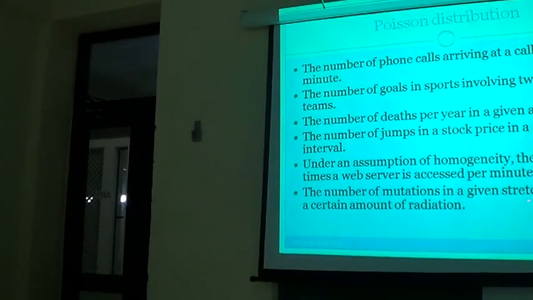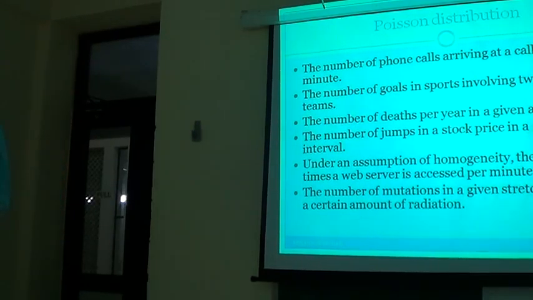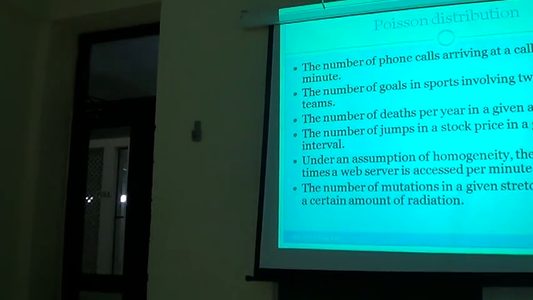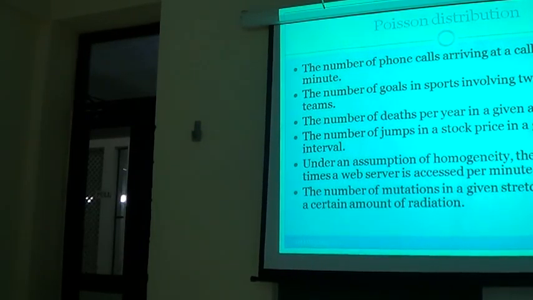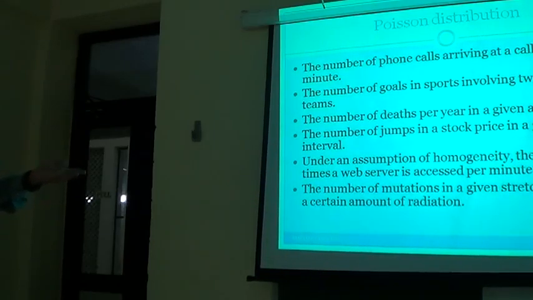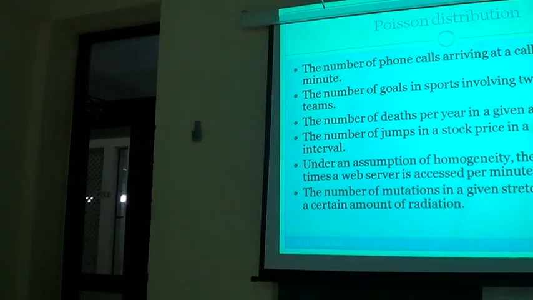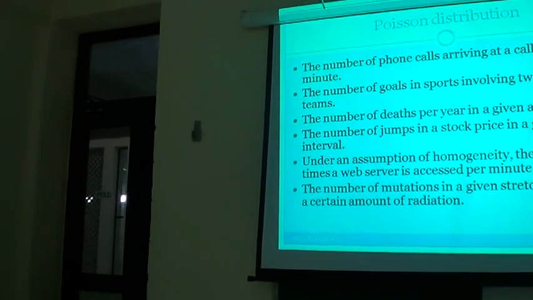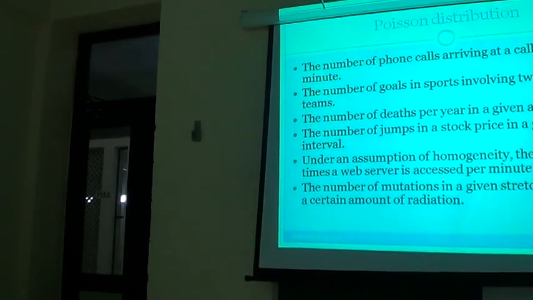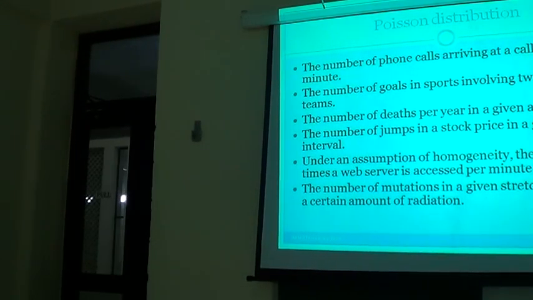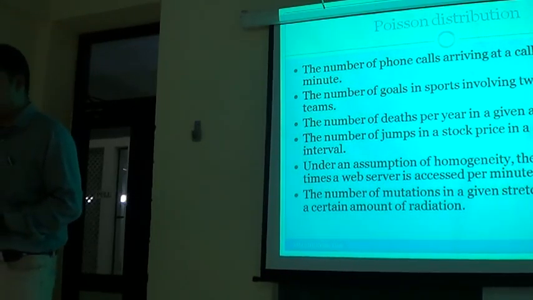Number of mutations in a given stretch of DNA after a certain amount of radiation. I could ask you this question, and if I ask you to calculate the probability, there are many ways: you can calculate the probability the binomial distribution way, or apply the Poisson distribution formula, or you can also apply some really tricky Gaussian formula. But first of all, if I give you this kind of problem, the thing that should come to your mind first is: is it discrete or continuous? Number of mutations in the structure of DNA is always discrete, right?